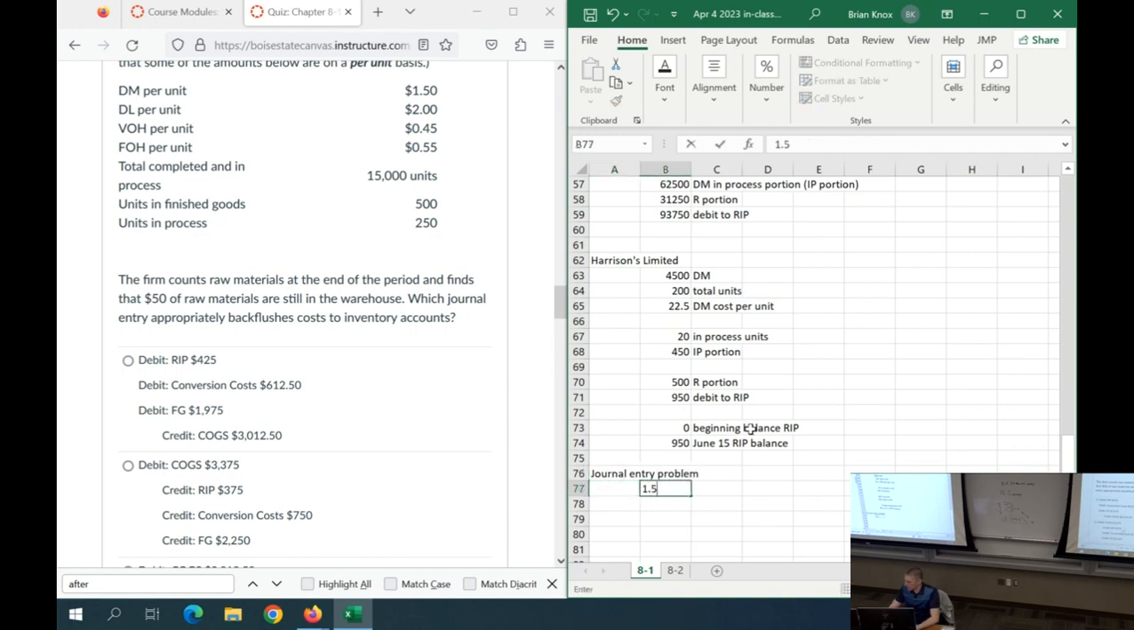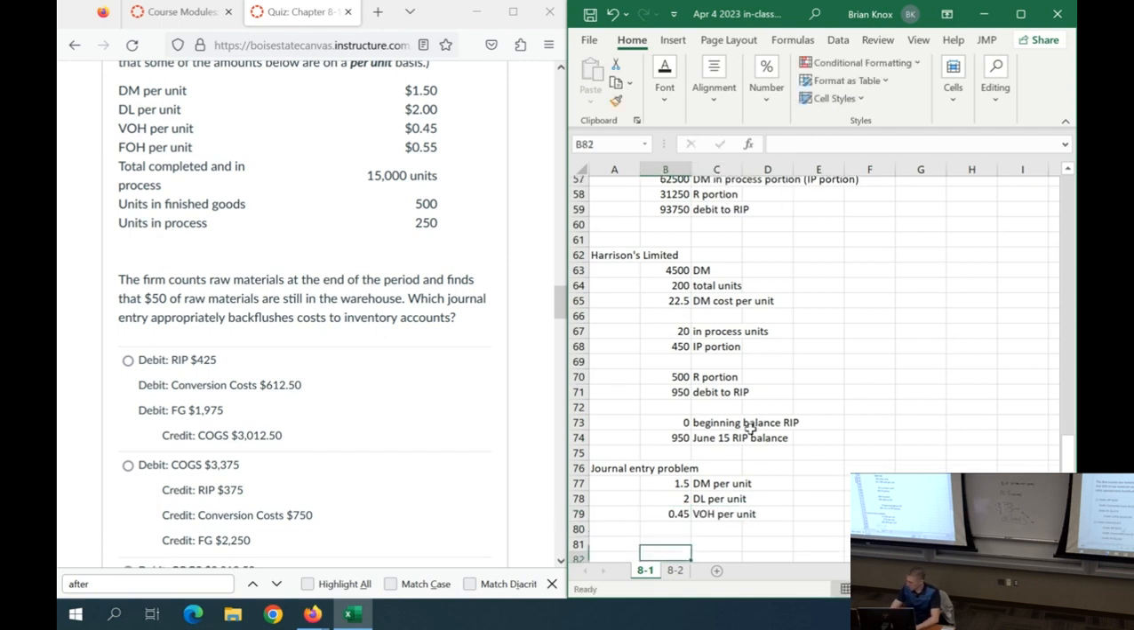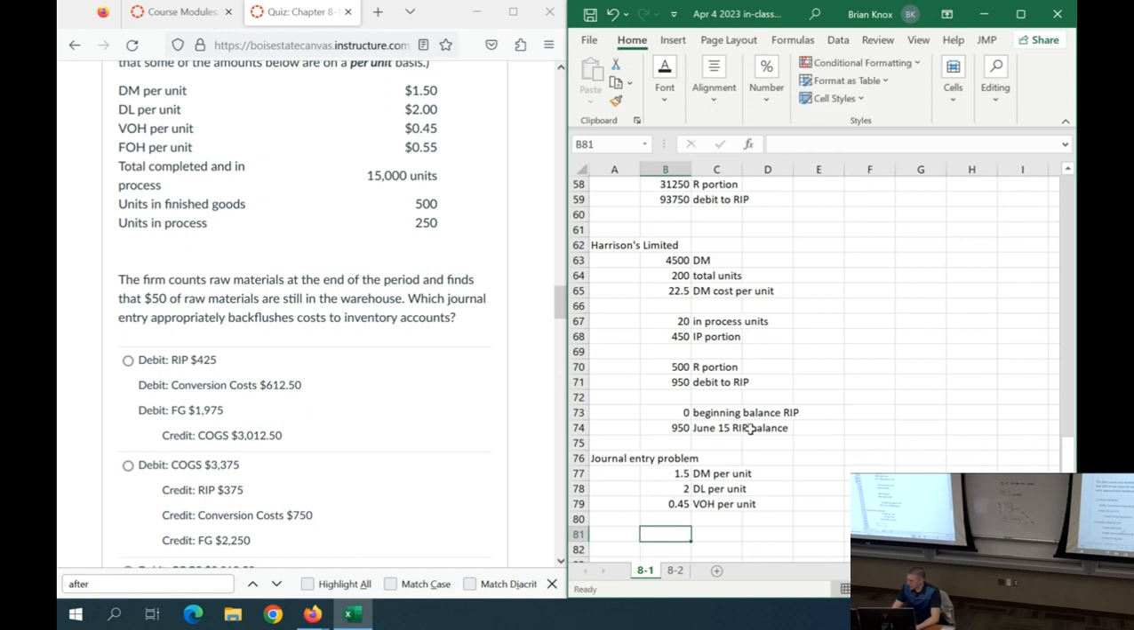All right, so we have 1.5 DM rate. That's direct material cost per unit. We have 2, which is our direct labor per unit rate. And we have 45 cents, which is our variable overhead per unit rate. And we have, I'll put them in the order it has there, 500 units in finished goods. And then 250 in-process units.